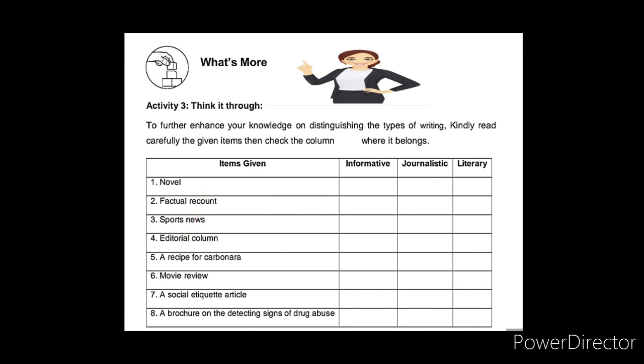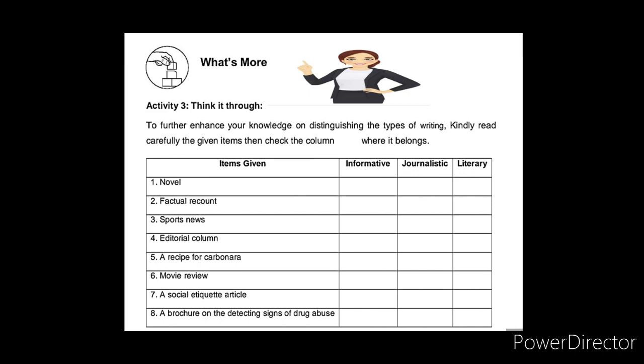Let's have number 1. Novel. It is under, very good, literary. Number 2, factual recount. It is under informative. Number 3, sports news. What's your answer? It belongs to journalistic. Number 4, editorial column. The answer is, very good, journalistic. Number 5, a recipe for carbonara. The procedural. Okay, right, the answer is informative.